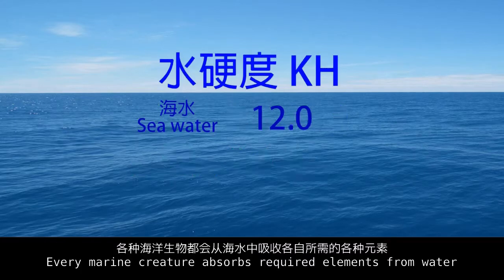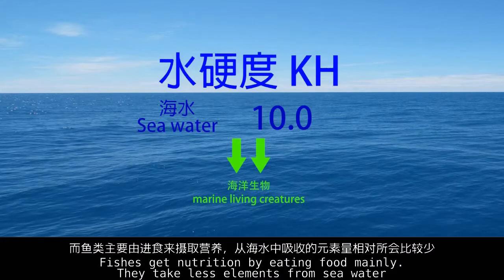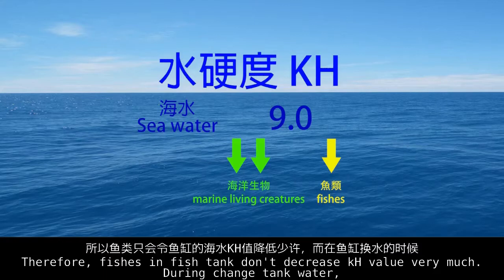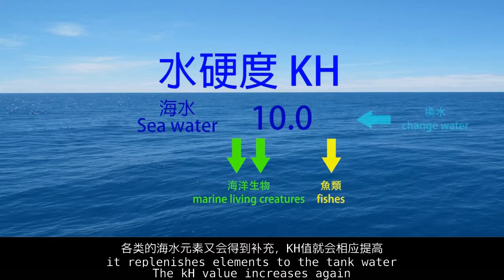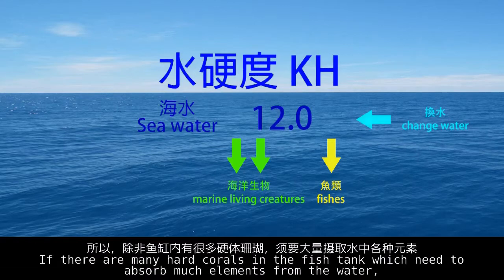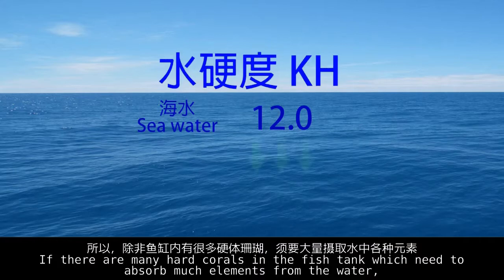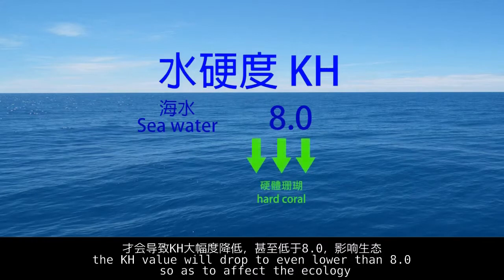Every marine creature absorbs required elements from water. Fishes get nutrition by eating food mainly. They take less elements from seawater. Therefore, fishes in a fish tank don't decrease the KH value very much. During a tank water change, it replenishes elements to the tank water. The KH value increases again. If there are many hard corals in the fish tank, which need to absorb many elements from the seawater, the KH value will drop to even lower than 8, so as to affect the ecology.